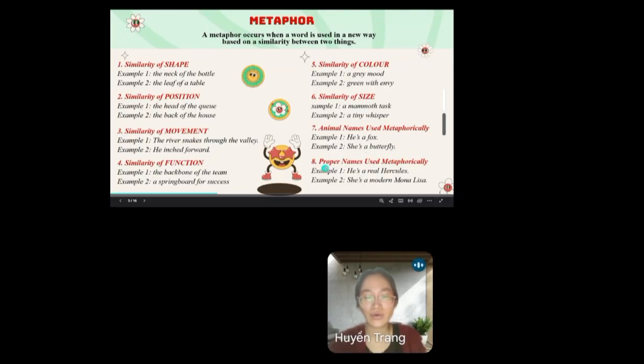And the last one, proper names, also become metaphors. He's a real Hercules means he's very strong, like the mythical Hercules. Or a modern Mona Lisa means the person has mysterious beauty similar to the famous painting.